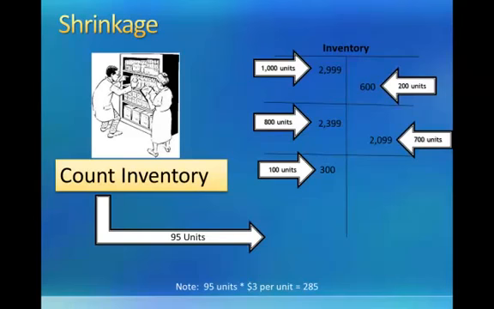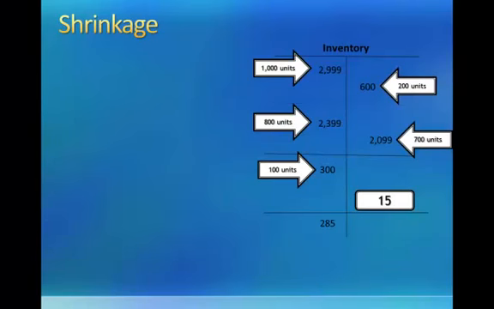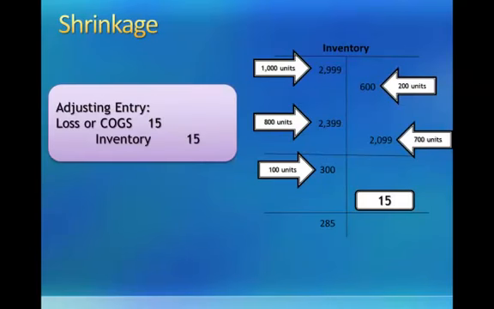So if we have 95 units on hand, each unit is approximately $3 per unit. So that means we need a balance of $285 in our inventory account. How do we get from 300 to 285? We need a credit of $15 in our inventory account. That means we need to make an adjusting entry.